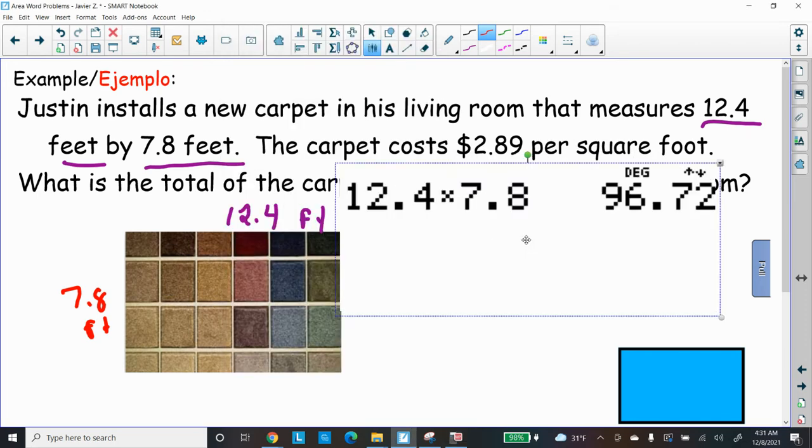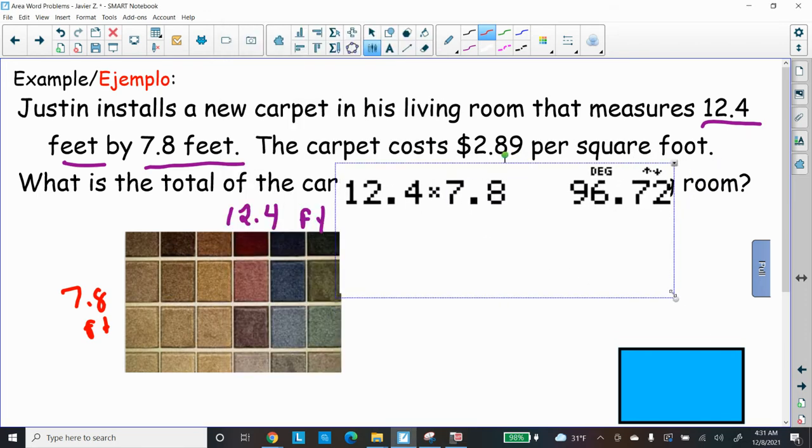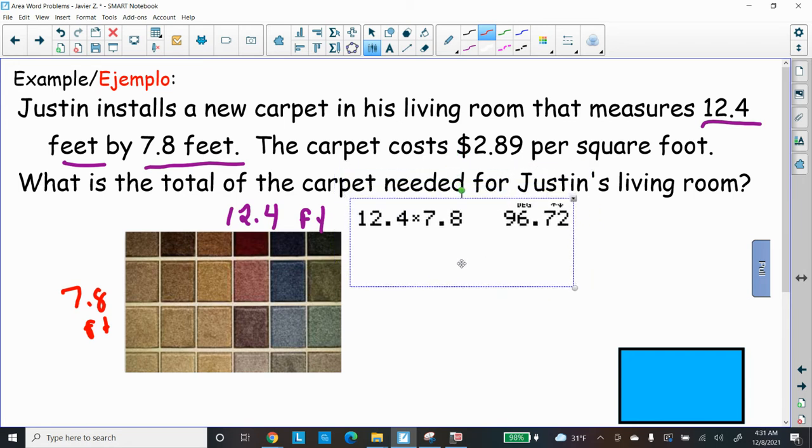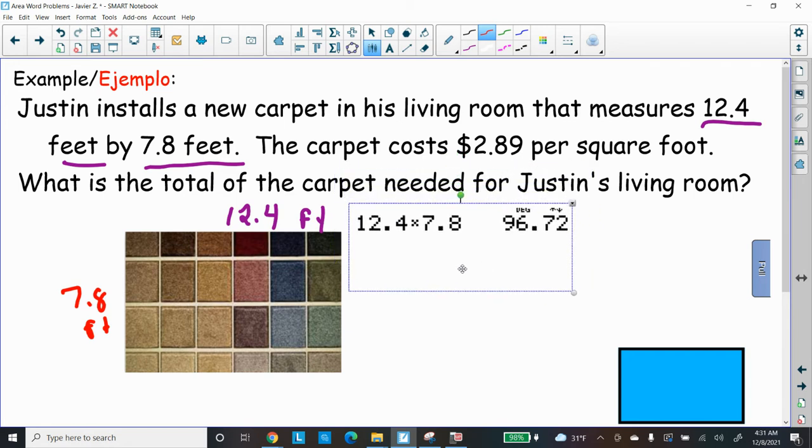So let's pull this out. So Justin needs 96.72 square feet. And they want to know what's the total carpet that he needs. That's how many squares he'll need. So each one of these squares would fill up that room, 96.72. And that's the answer to the question. That's all we have to do.